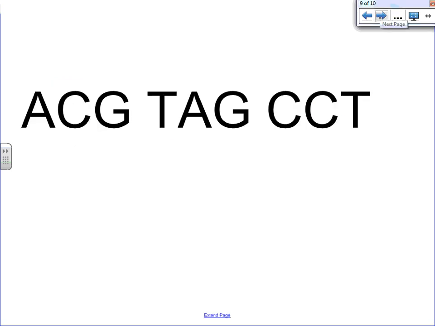All right, let's see if we can do it again. In this case, we have A, C, G: an adenine, a cytosine, and a guanine. So adenine always pairs with thymine, so we'd put a T here. Cytosine always pairs with guanine, we'd put a G there. And guanine always pairs with cytosine, we'd put a C there.